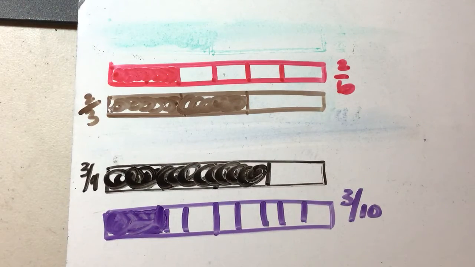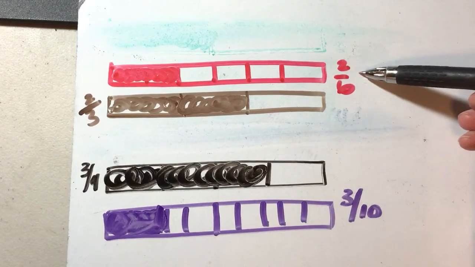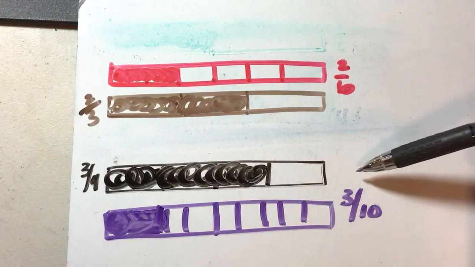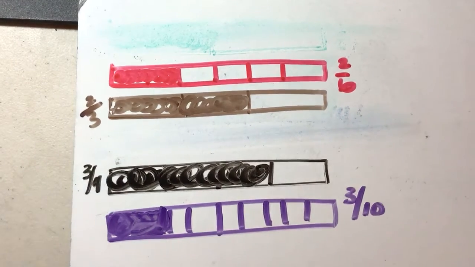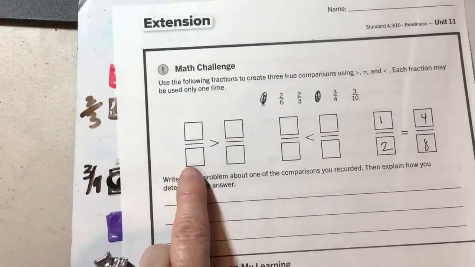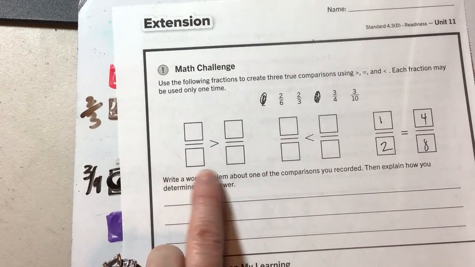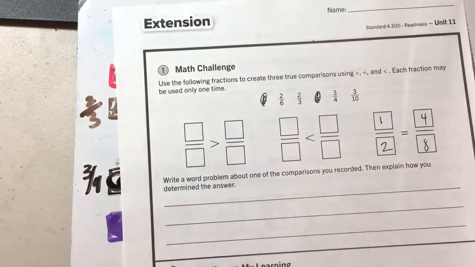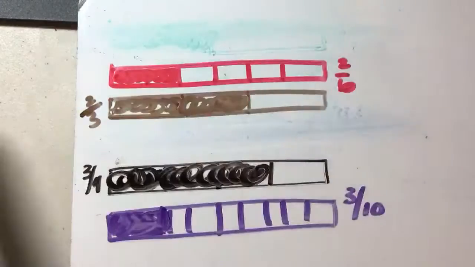So I think what I'm going to go with is 2/6 is greater than 2/3. No, I'm going to go with, let's see, this is my 2/6, and this is my 2/3, this is my 3/4, and this is my 3/10. Honestly, you write down whichever ones you want to, okay? You can compare how you want to with the 2/3 and the 2/6 and the 3/4 and the 3/10, okay?